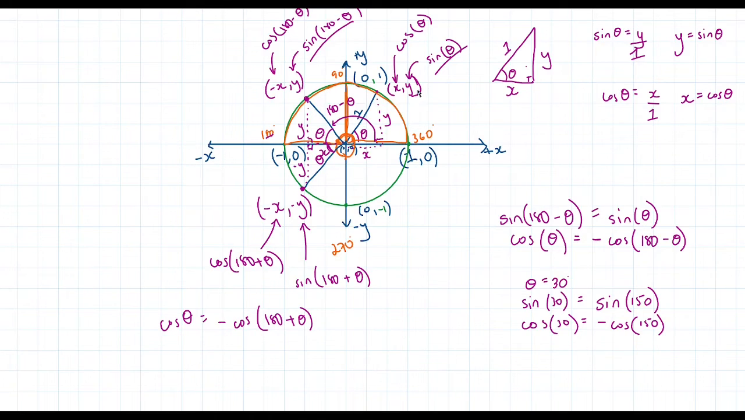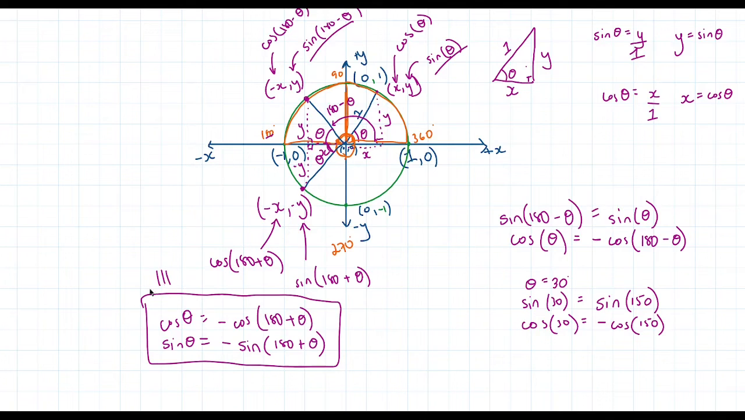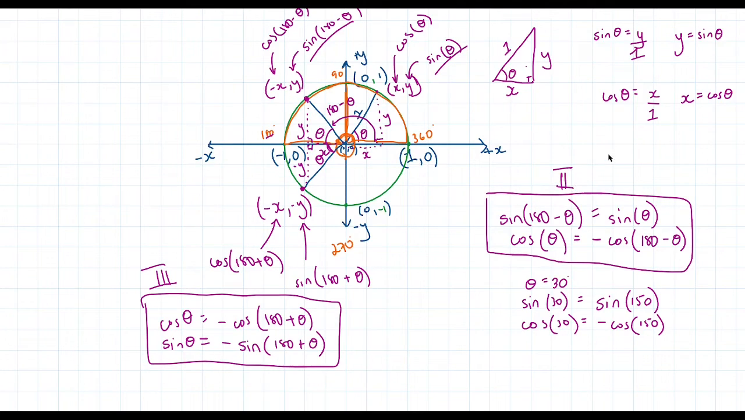Now let's look at sine. So we've got positive y here, so sine theta is positive y, but here we can see that sine 180 plus theta actually has a negative y. So we're going to say this is negative of sine 180 plus theta. So this is what we would use in the third quadrant. This is what we would use in the second quadrant. This is how we would connect it to the first quadrant. And for the first quadrant, we don't really connect it to anything else. We just have sine theta and cos theta for x and y.